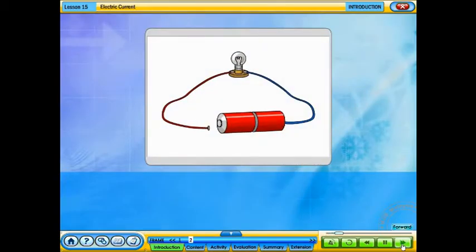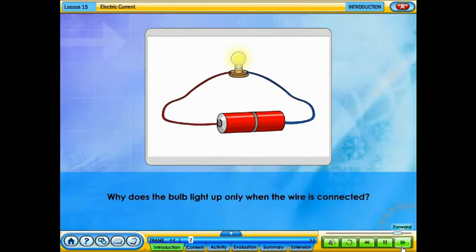This activity shows a simple circuit being set up in the laboratory. Observe the effect of connecting and disconnecting the wire in this circuit. Why does the bulb light up only when the wire is connected?